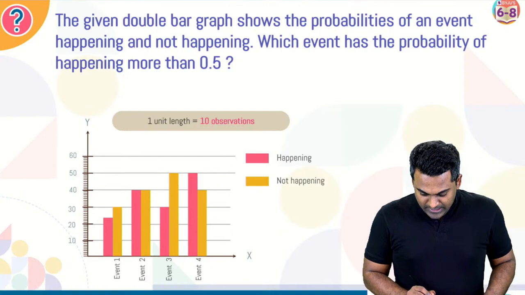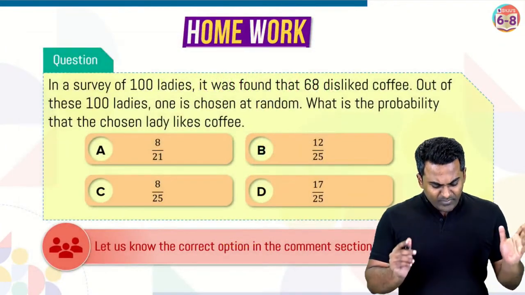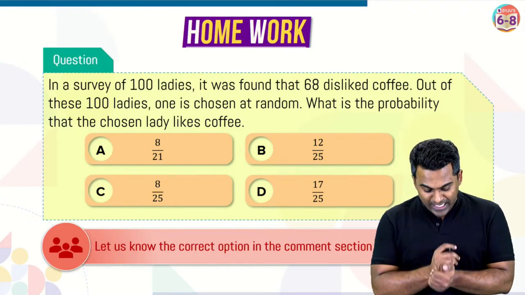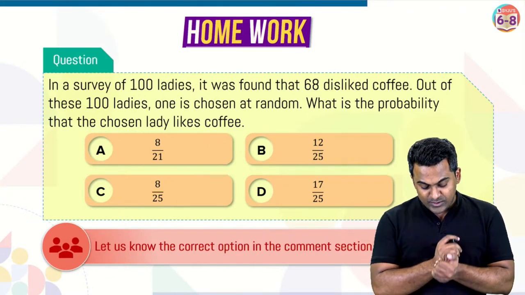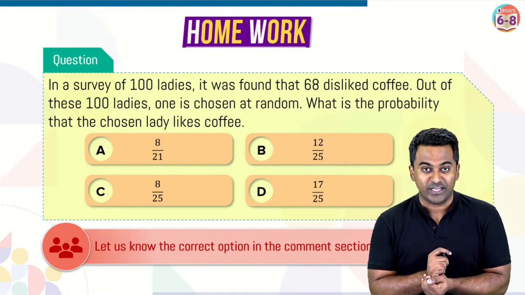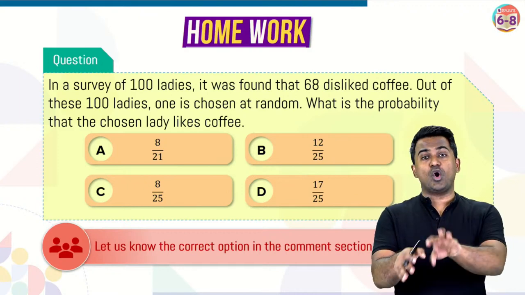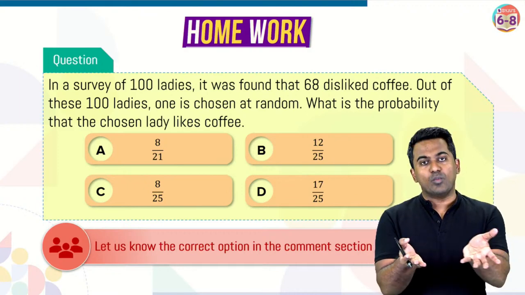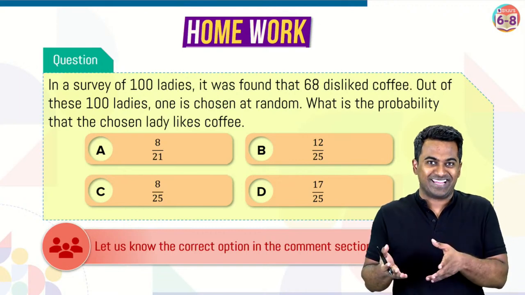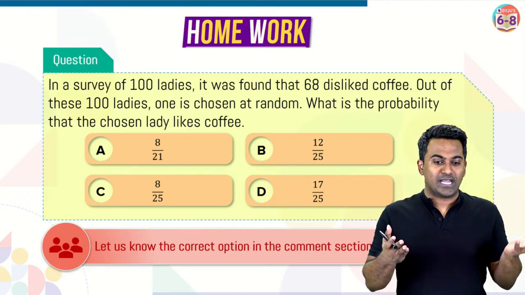Come on. Homework time. Let's see how many of you can answer this. All right, so in a survey of 100 ladies, it was found that 68 do not like coffee. Out of these 100 ladies, one is chosen at random. What is the probability that the chosen lady likes coffee? So you've got to understand these kind of things, okay? If 68 do not like coffee, obviously the remaining ones like coffee. There's not going to be any neutral answer saying that I don't know whether I like it or I don't like it. So if 68 like it, the remaining do not like it.